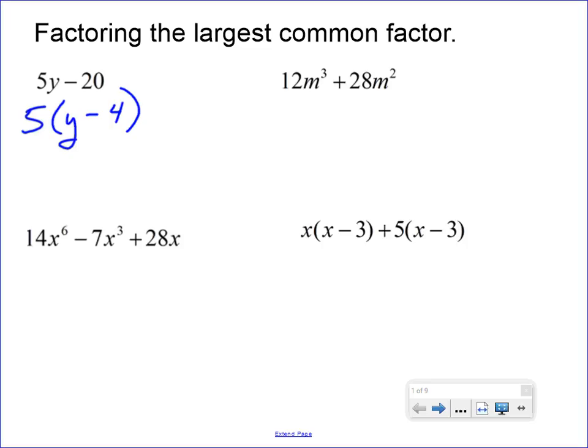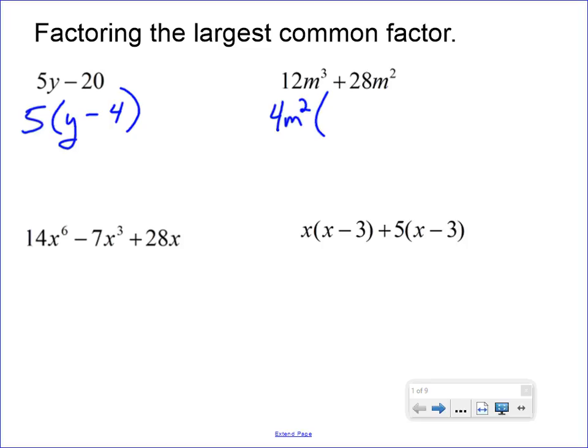Okay, on the second one across the top, if you look at a 12 and a 28, the first thing you look at is, what's the largest factor there? Hopefully we can see fairly quickly that the largest common factor is a 4, but then we also have an m to the third and an m squared. Out of those two, the largest common factor is m squared. So the largest common factor of the whole binomial is 4m squared.